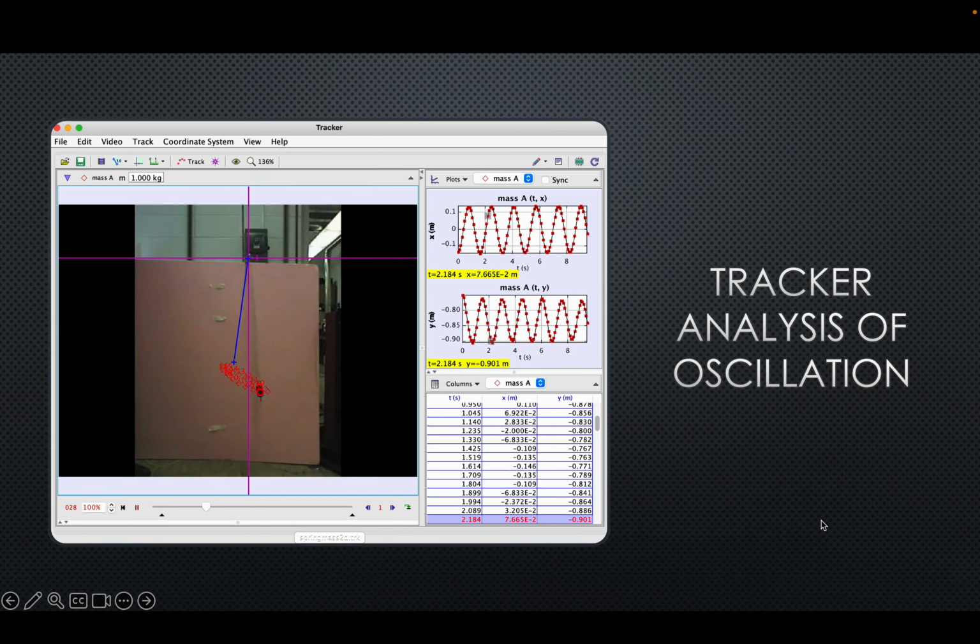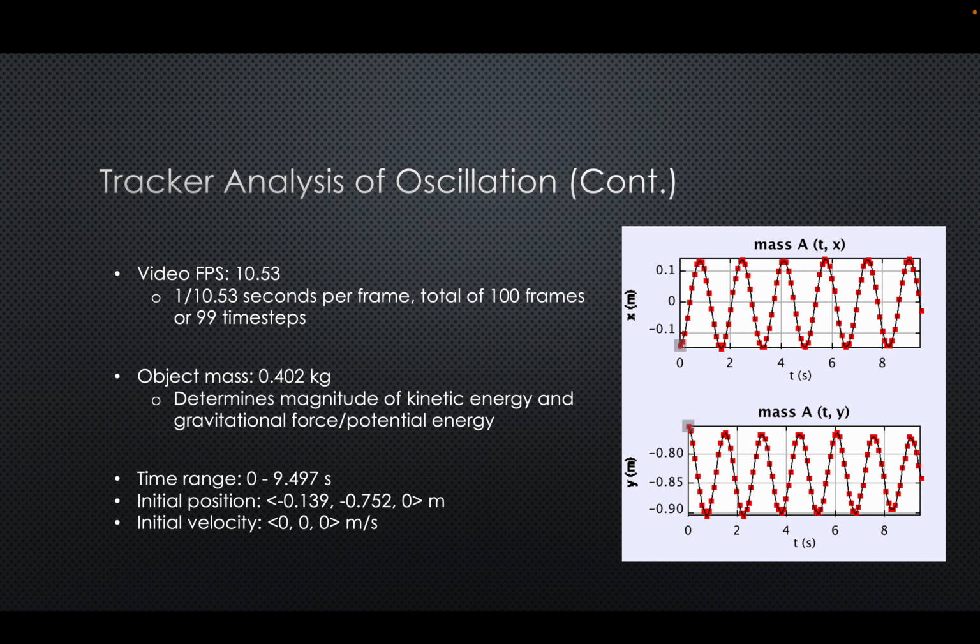Here you can watch it move back and forth with the center of mass tracking it, and it seems to slow down and speed up as it reaches each side. Here you can see the two graphs I previously mentioned. The video frames per second was 10.53, and there were a total of 100 frames. The object's mass was 0.402 kilograms. Time range was about 9.5 seconds. Initial position is given there, and the initial velocity was 0 as it started from rest.